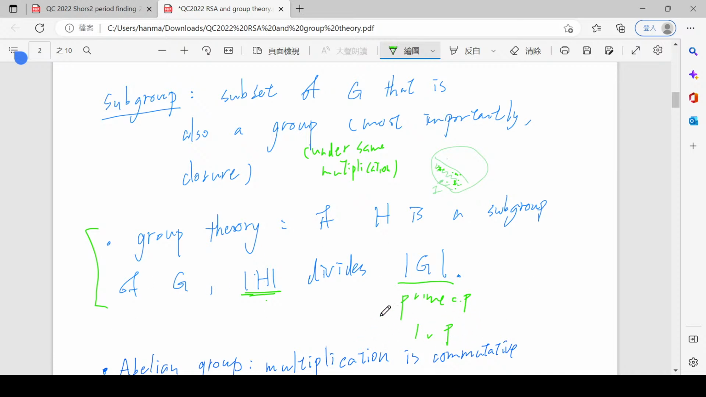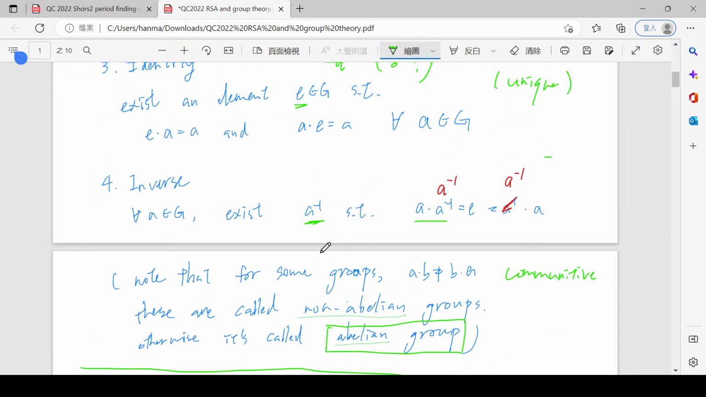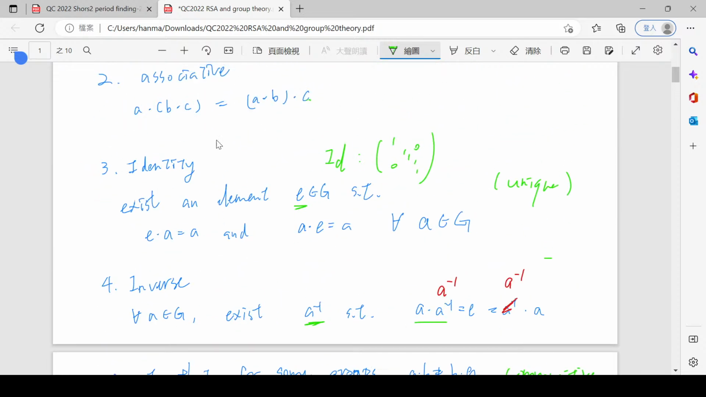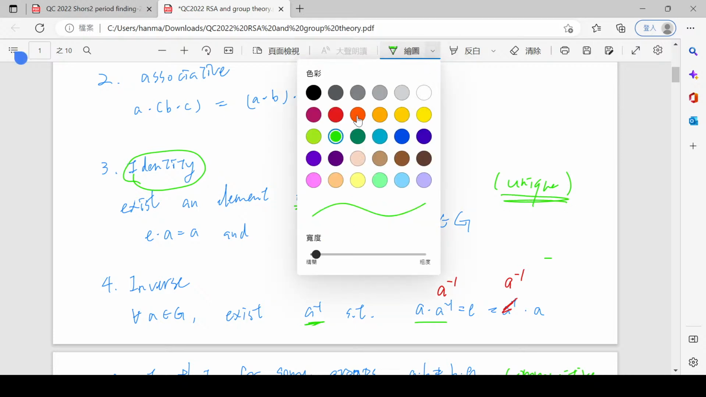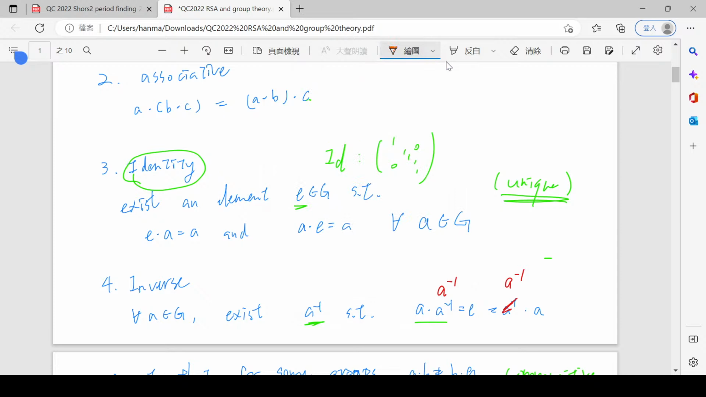And what about an order 1 subgroup? Well, an order 1 subgroup is only the identity, because we have said a subgroup must contain the identity. And we didn't prove it, but the identity is also unique. So identity is also unique.